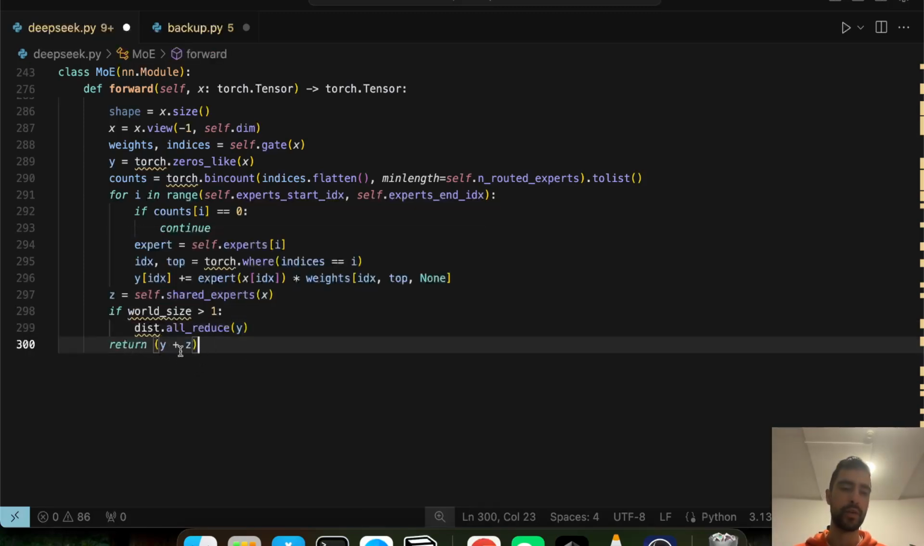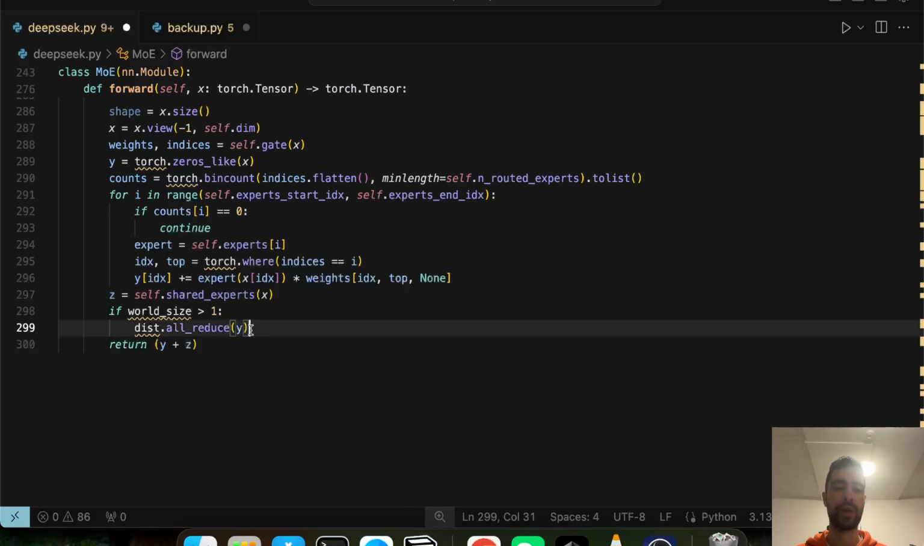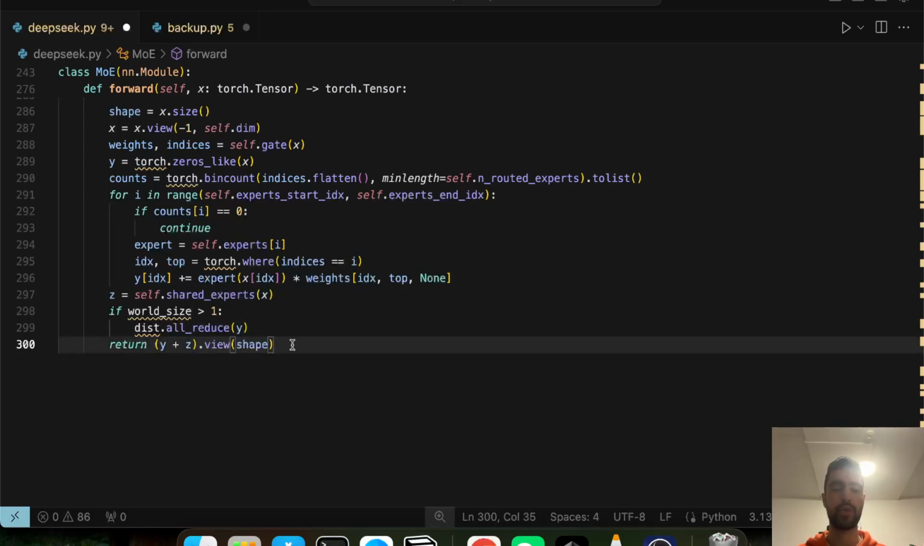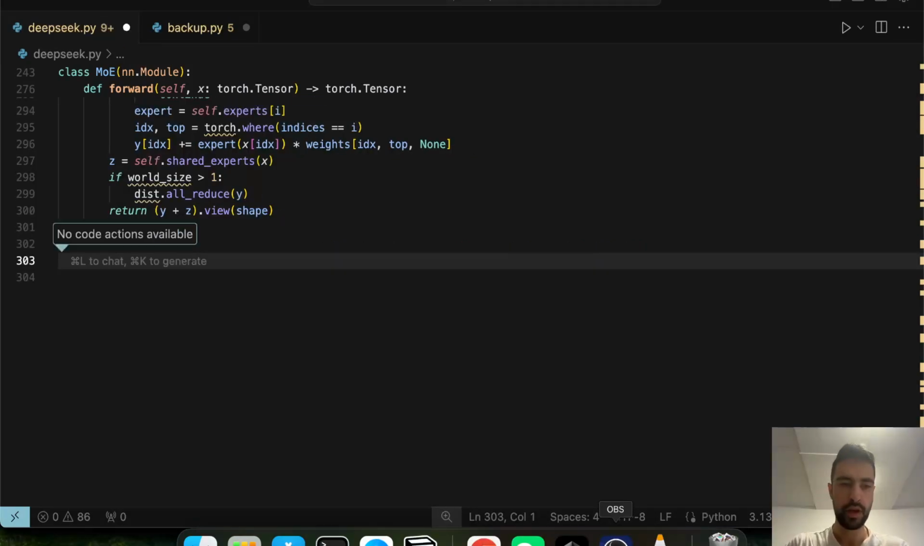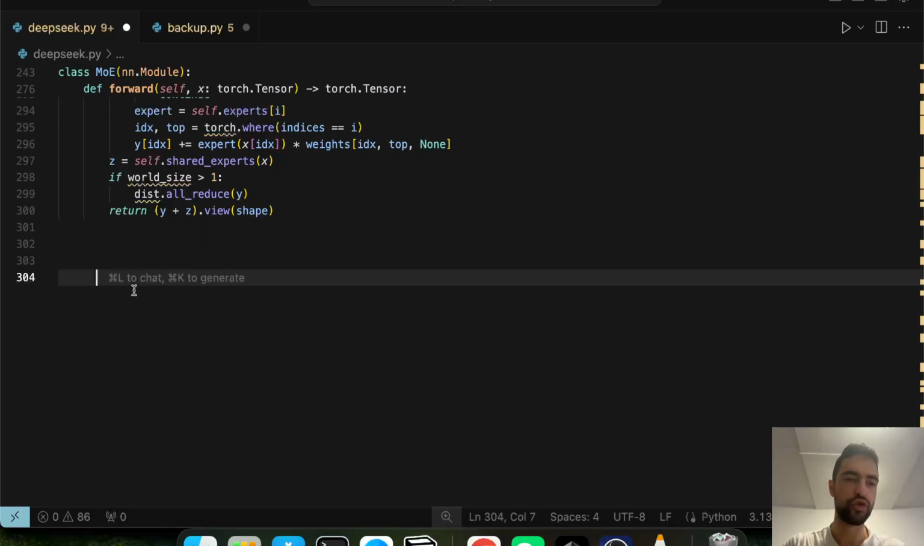And here it says return Y plus Z, so this will combine shared experts and routed experts. And we need to say .view to shape, so we will return the original shape that was batch size, sequence length, and the token vector embedding. Then we will code the transformer block.